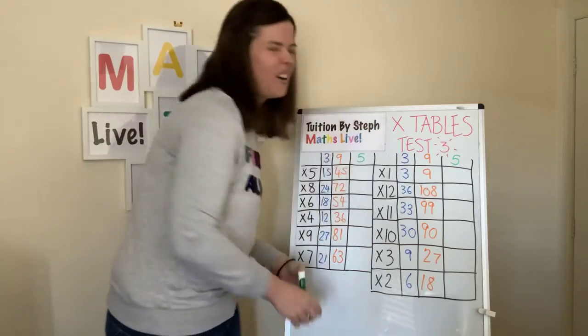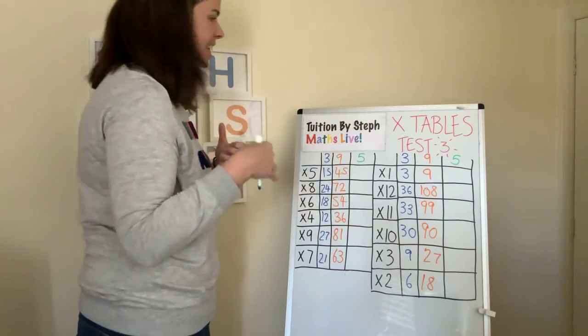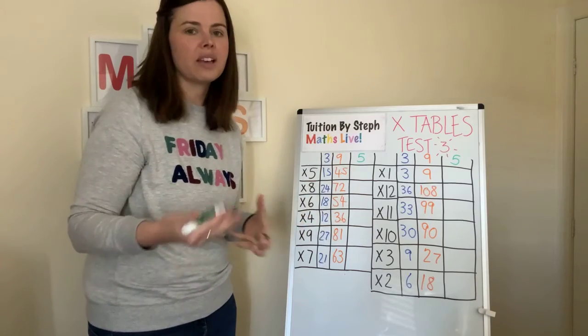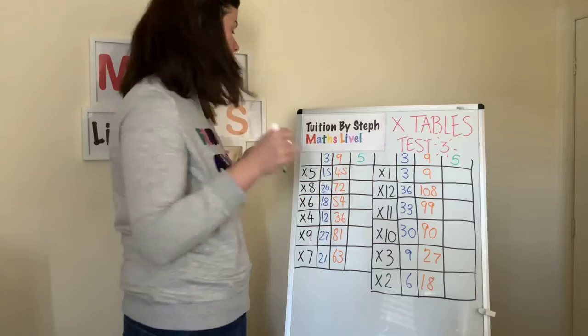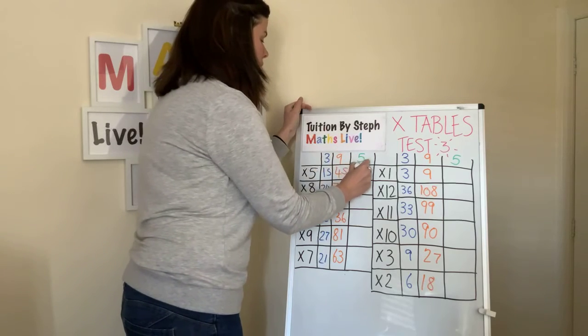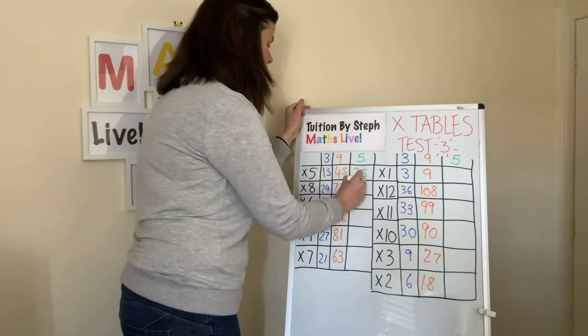And last one, 5s. 5s are okay. It's quite easy counting up in 5s, 5, 10, 15, 20. But again, on the spot, it can be a bit like, oh, actually, what is it? So 5 5s, 25. 8 5s, 40.